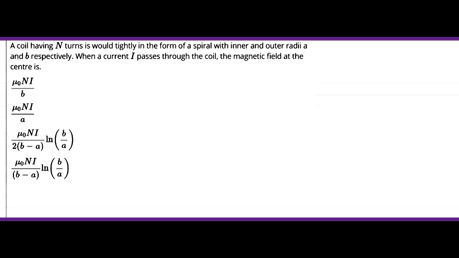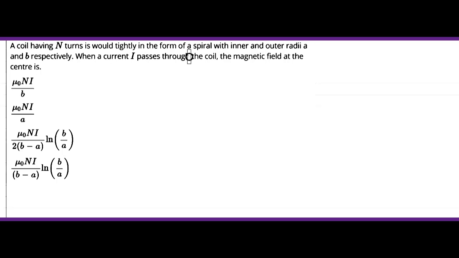We are given the question, and the question says a coil having n turns is tightly wound in the form of a spiral with inner and outer radii A and B respectively.